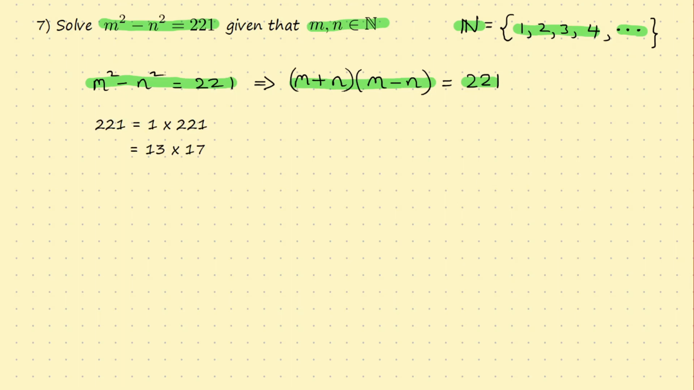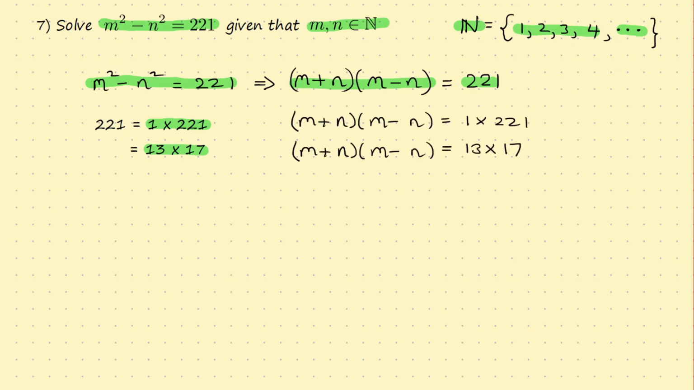Now, 221 has exactly two factorizations using integers. We can write it either as 1 times 221 or as 13 times 17, which is the prime factorization. So using the first factorization, we can write (m plus n) times (m minus n) equals 1 times 221. Using the second, we can write (m plus n) times (m minus n) equals 13 times 17.